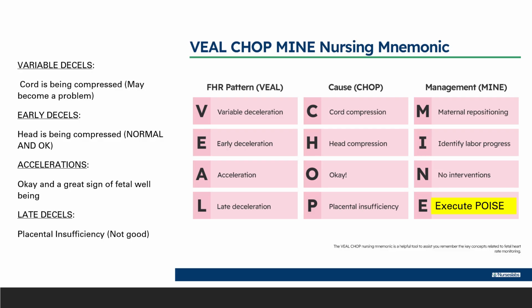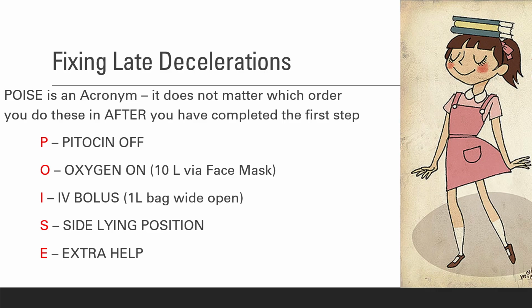And then last, L for late deceleration, and that's caused by placental insufficiency. Or you may also hear uteroplacental insufficiency. And then at this point, you would execute the POISE, P-O-I-S-E. Perfect. So, fixing late deceleration: POISE is an acronym. It doesn't really matter which order.